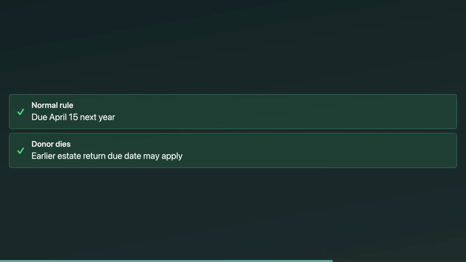Now the deadline. Form 709 is generally due April 15th of the following year, just like your Form 1040. But there's a special rule if the donor dies during the year. The Form 709 deadline may become the due date, with extensions for the estate tax return if that date is earlier than April 15th. On the exam, when you see donor died, your due date radar should go off.